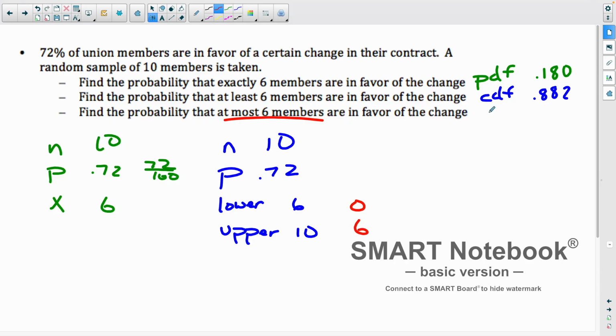10, 0.72, 0, 6. What did you get for this one? 0.297, I think, rounded up, right? 0.298. 0.3? You'd get points off, yes. Three significant figures. All right, here you go.